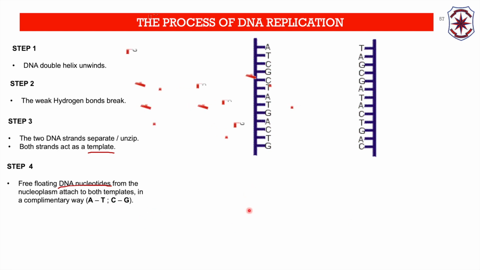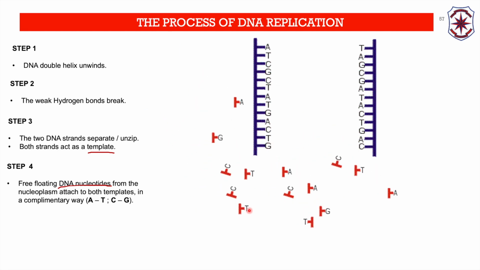So in the nucleoplasm, we have free-floating DNA nucleotides. They're just floating around the nucleoplasm. Now, it is like they are drawn to these two templates. Immediately when the two strands separate, we said they become templates. As they become templates like this, it is the perfect opportunity for these free-floating DNA nucleotides to attach themselves to the template in a complementary way.